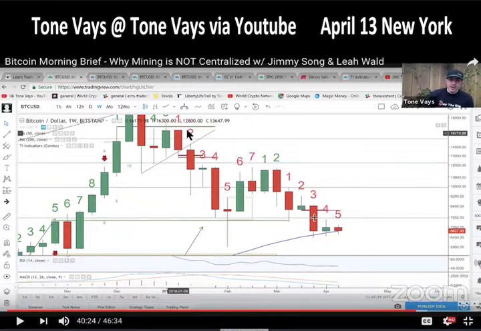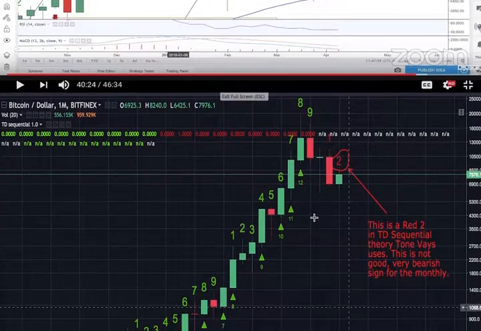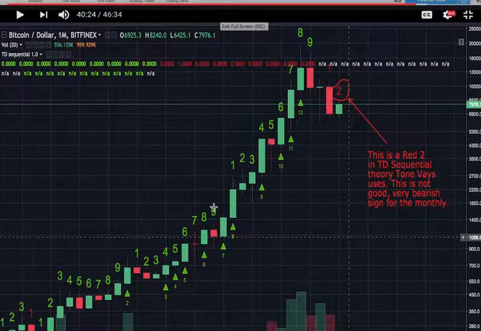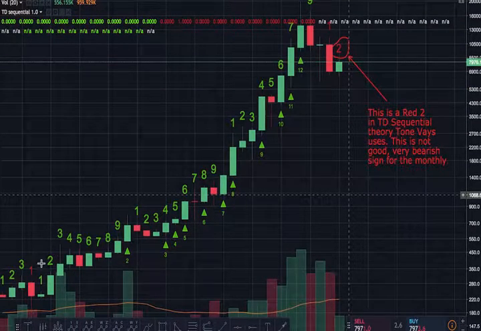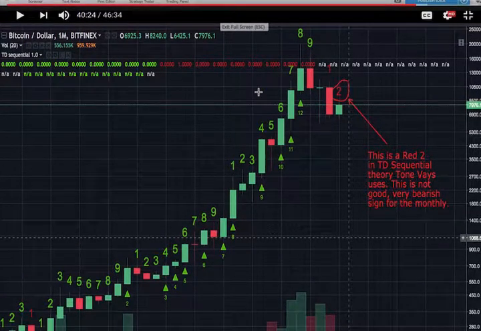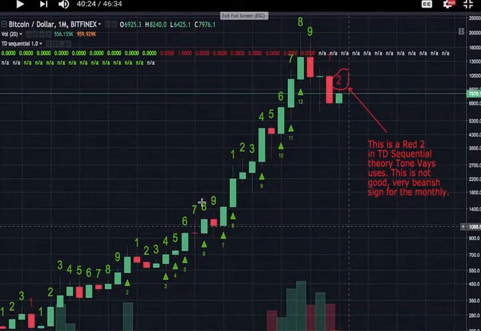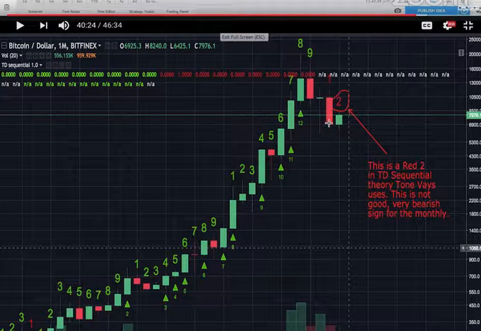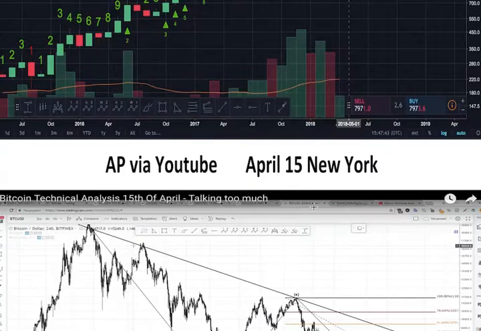That second red candle I mentioned, I drew that out actually, so I wanted to show you what that means. If you look at Bitcoin for a few years, you see all these greens, 1, 2, 3, 4, 5, 6, 7, 8, 9. This is the TD Sequential count that Tone Vays has used, and only recently in the monthly chart we've had a red 1 and a red 2, and that is very bearish according to Tone.